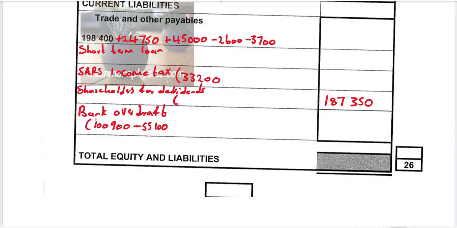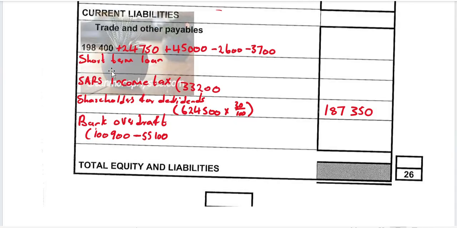We're gonna take the imported amount. We know that we multiply 624,500 by 30 all over 100. Yeah, then here's the amount.